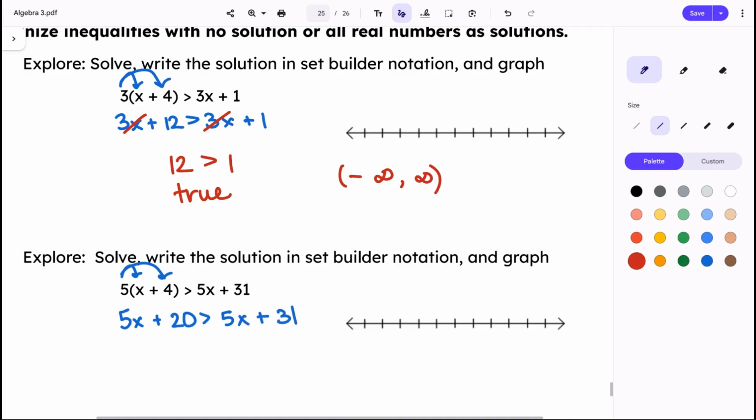And you might notice again, okay, those 5x's are on both sides. They're going to cancel. And I'm left with 20 greater than 31. Is that true? No, that time it's false. So if it's not true, there's no solution.